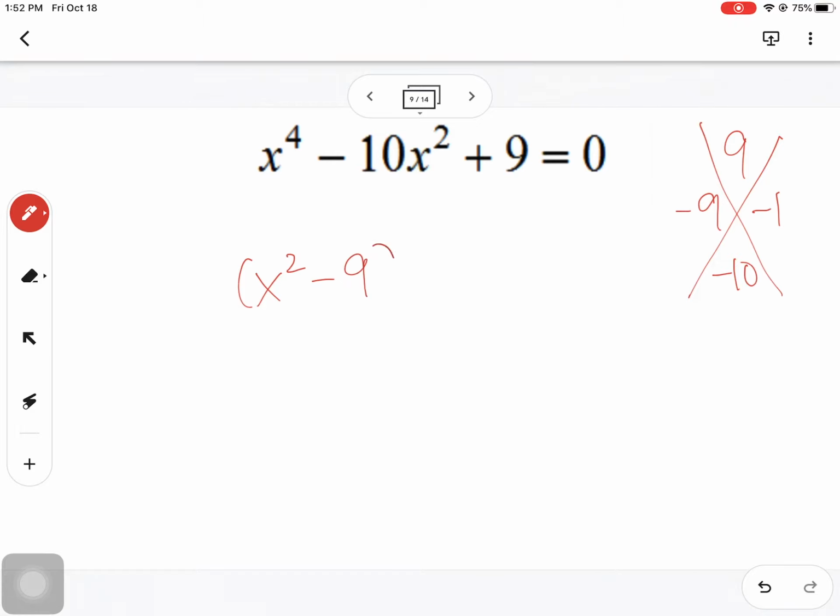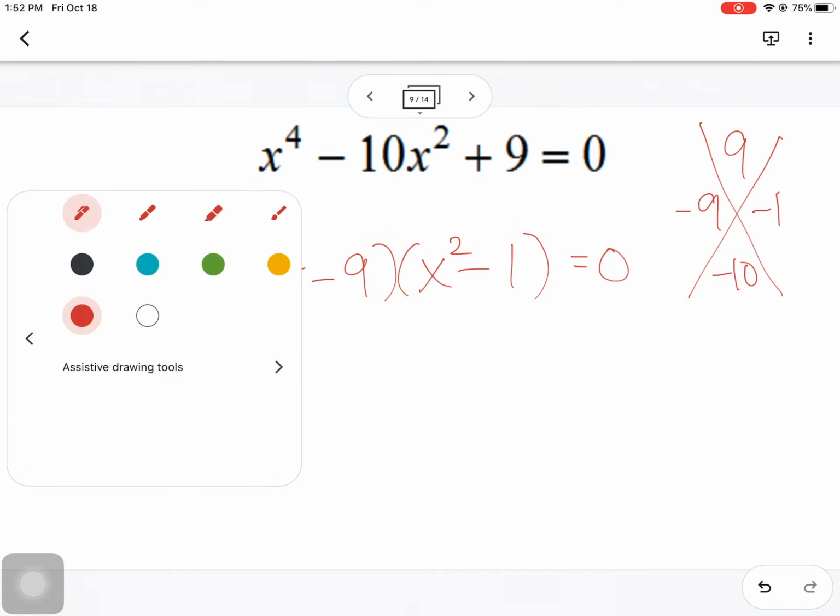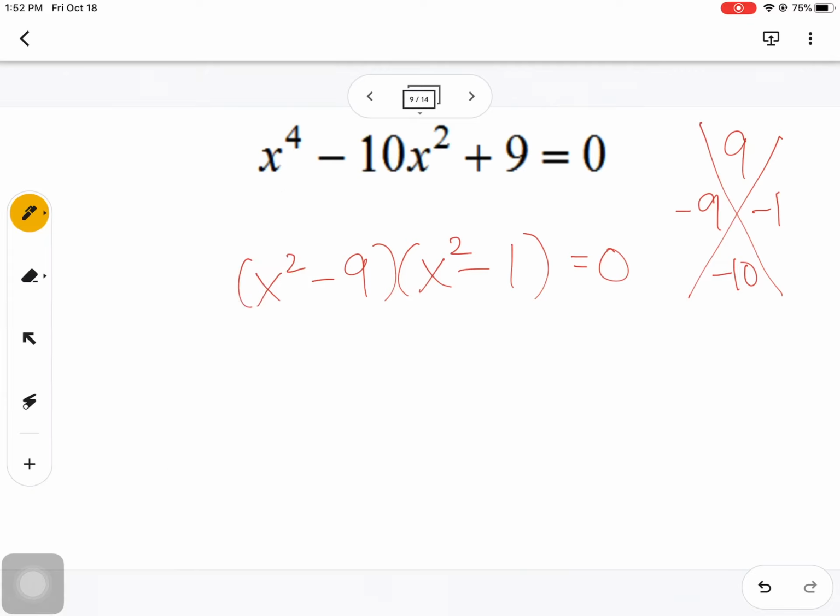What you should get after you factor by grouping is that. Again, make sure you show all of your work there. Now I really have 2 options, just like I did on the last one. I can either set each factor equal to 0 and solve by square rooting, or I can realize that this is a special factor pattern and that these are both difference of squares, which is what I'm going to do. So x squared minus 9 gives me x minus 3 and x plus 3.